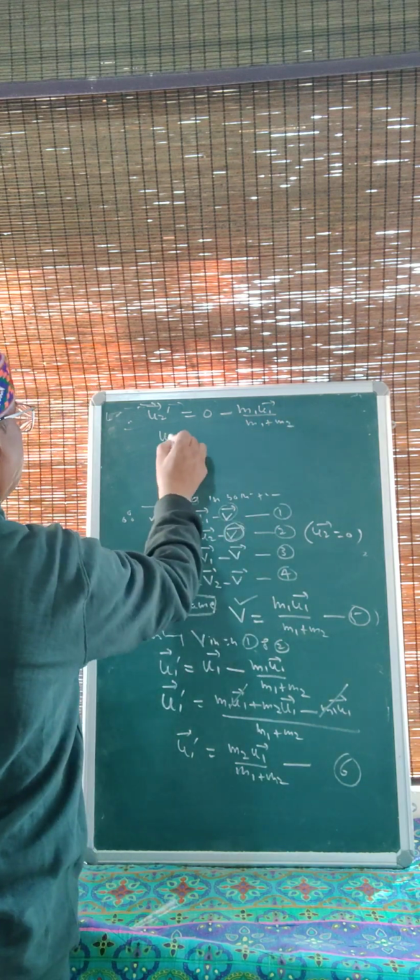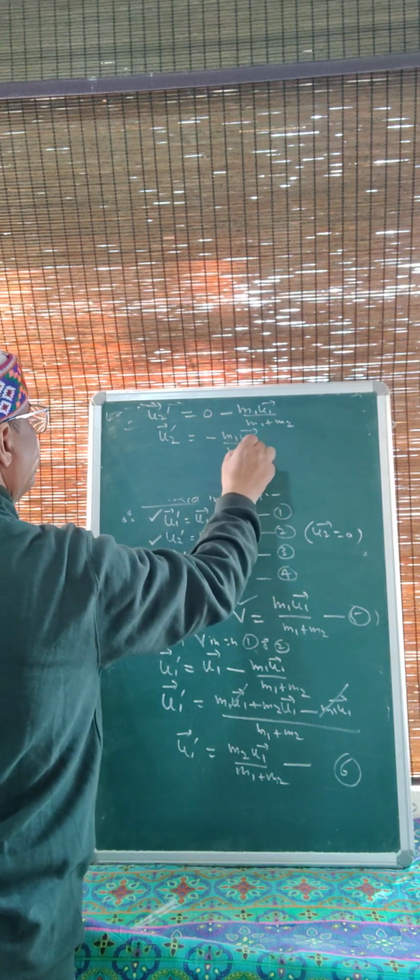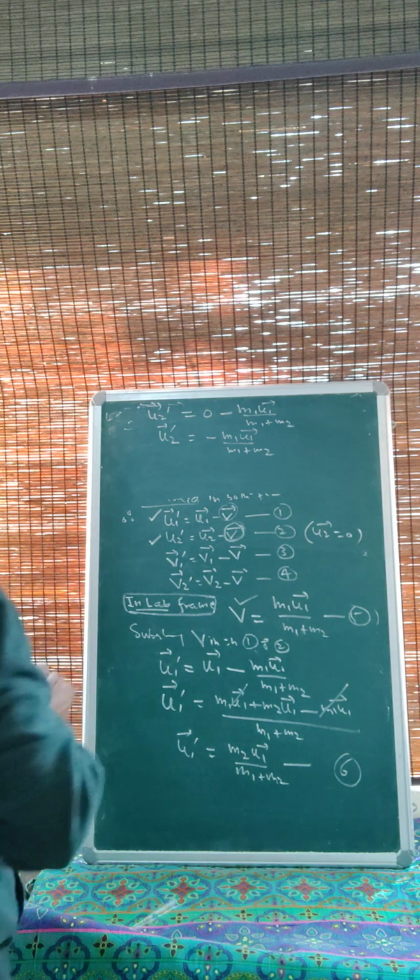u2 dash is equal to, ये हो गया 0 minus v, और v की वैल्यू आपके पास कहाँ है? ये है. This is minus m1 u1 over m1 plus m2, और u2 dash is equal to minus m1 u1 over m1 plus m2. ये आपके पास आ गई. यहाँ पे let us write this to be equation number 7. ये आ गई equation number 7 और ये equation number 6.